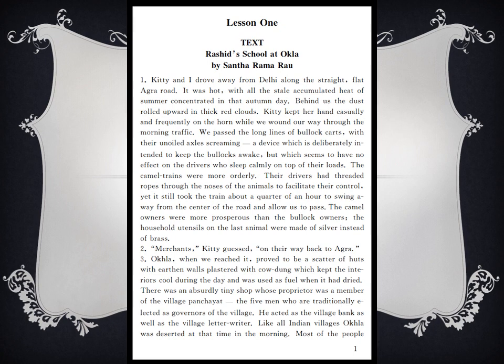Means at one place, then another place, then another. After some distance, one hut was there. Then after some distance, another hut was there. So a scattered line of huts was there. That was earthen walls. Earthen walls means mud walls. Okay, the walls were made of mud, and then plastered means that was covered with cow dung.